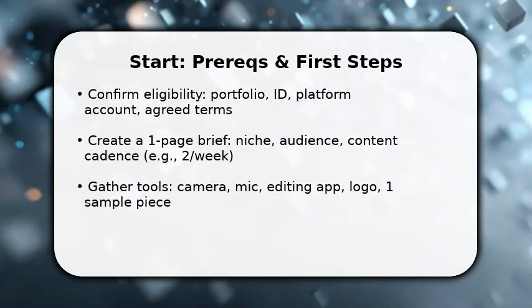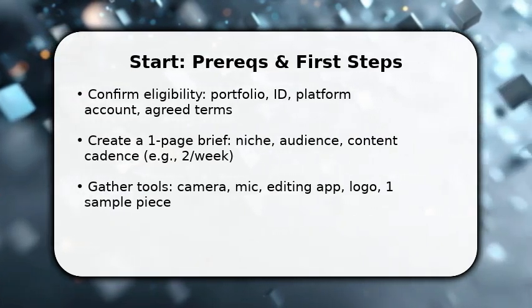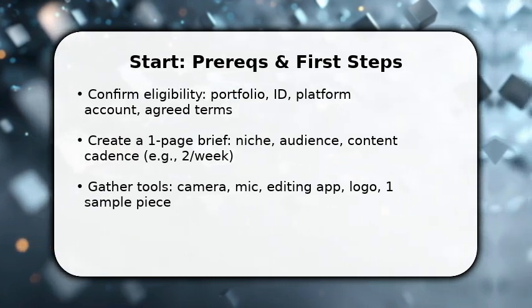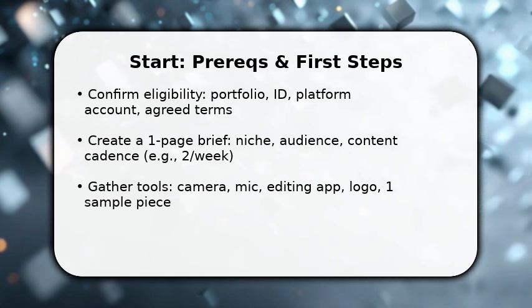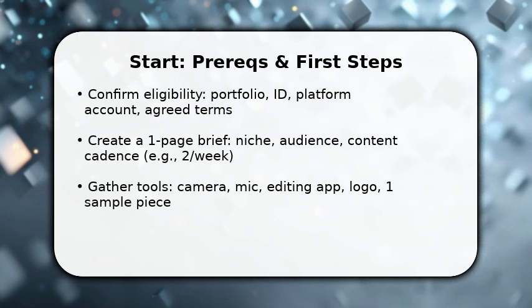You already have what matters most, a clear niche and samples. First, verify eligibility and platform requirements. Upload ID and portfolio so you aren't blocked later. Once done, draft a one-page brief outlining audience, content cadence, and goals. This keeps every decision focused.